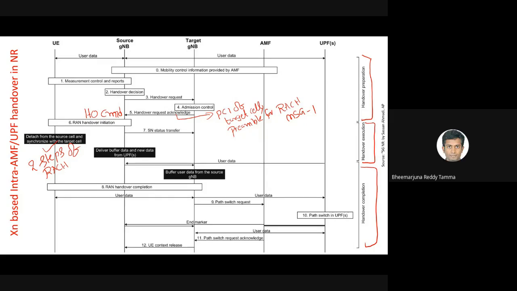Any other answer other than what Suranjan said? After the sequence number transfer, data transfer is there. After what? After the SN status transfer. The sequence, that is the PDCP sequence number. Yes, sir, the PDCP sequence number. So you are saying that whatever message it is receiving from the UPF, it has to buffer it.